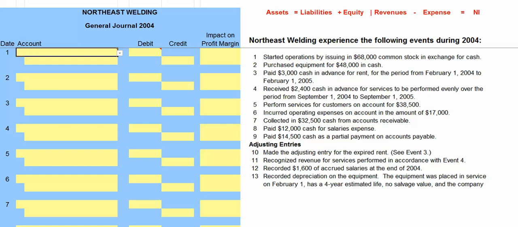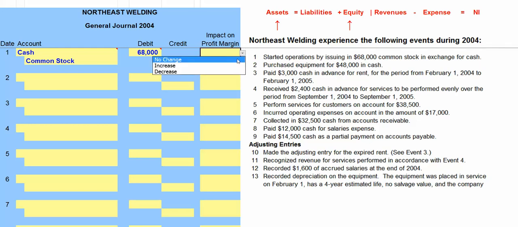The first thing we do before we record our transactions is to evaluate how it impacts our extended accounting equation. In this case, issuing common stock causes an increase in equity, and the cash we receive is an increase in cash. The $68,000 increase in cash, an asset, is recorded with a debit, and the $68,000 increase in common stock, an equity account, is recorded with a credit. This transaction doesn't involve revenues or expenses, so it doesn't have any impact or change on the profit margin.